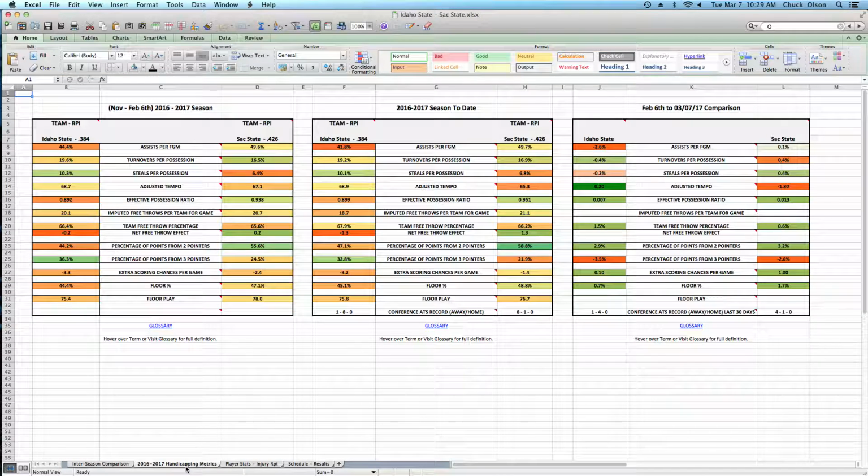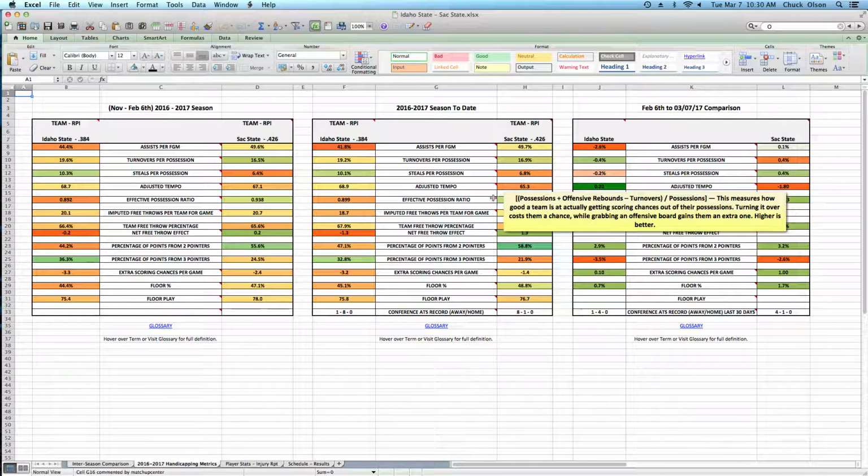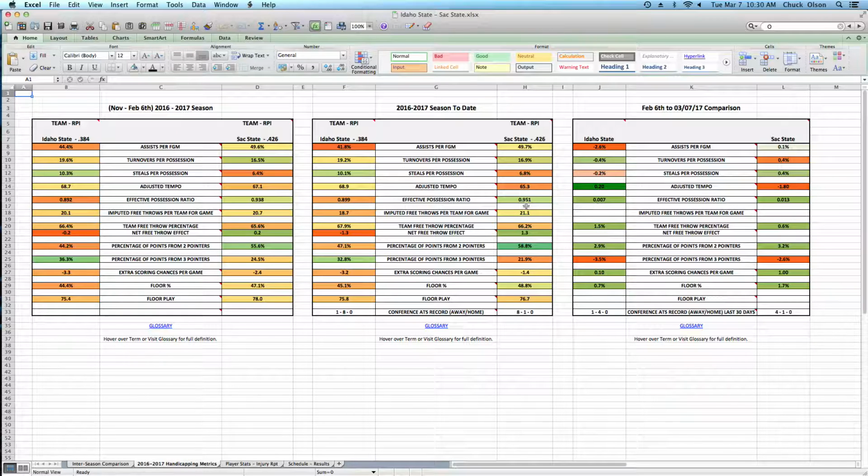Moving over to the handicap metrics, it's the same type of situation where we're looking at more detail, such as assists per game. Again, you hover over to see what these things mean. Adjusted tempo is the speed of the game, the number of possessions every 40 minutes. Effective possession ratio, a very good one, talks about what they do when they have the ball. Same thing with floor play, a similar type of thing. It's an offensive efficiency, and floor play is how many shots they get up.